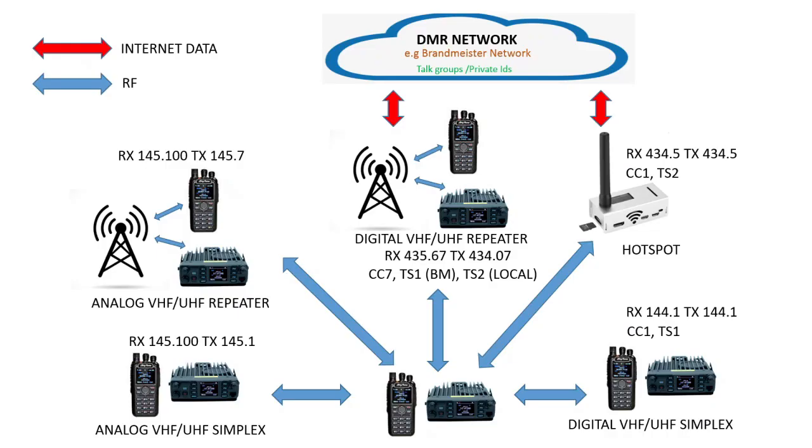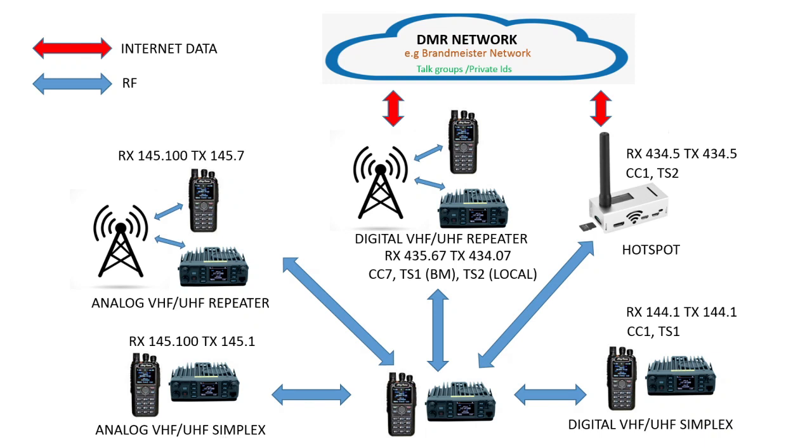This figure shows the different ways in which you would be using your radio. For example, this is your radio. It may be a handheld device or a base station. It will be VHF, UHF with a DMR facility like the Anytone 878. The first way you may be communicating is analog VHF or UHF simplex.